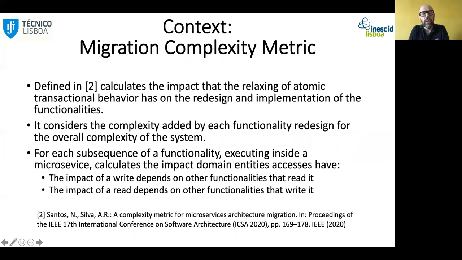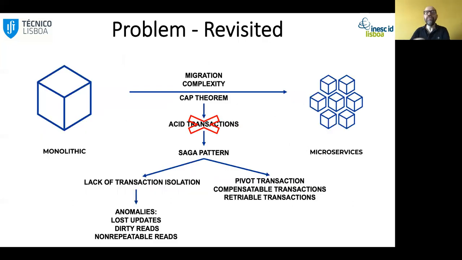Afterwards, we have done another work where we proposed a complexity metric to measure these complexities. So we should be able to, given two decompositions, show which one is going to be more complex in terms of the migration effort, or given two functionalities in the same decomposition, which one will require more effort in terms of the migration. The work we are presenting today leverages on top of our previous work, our previous research.